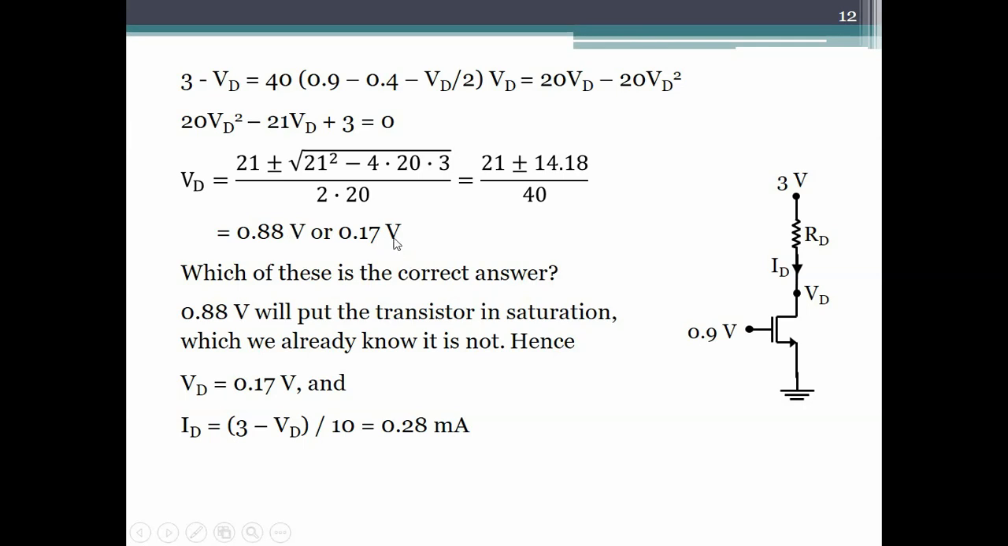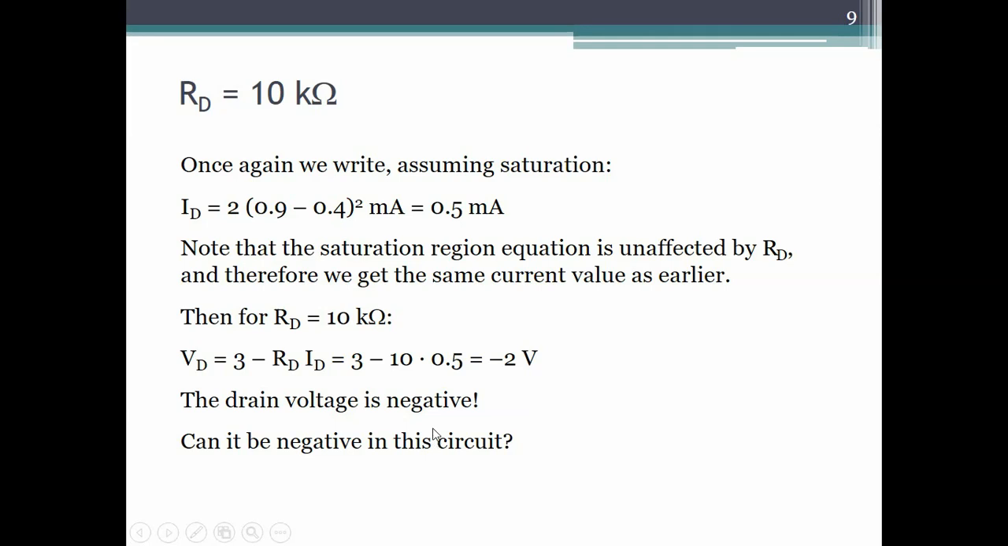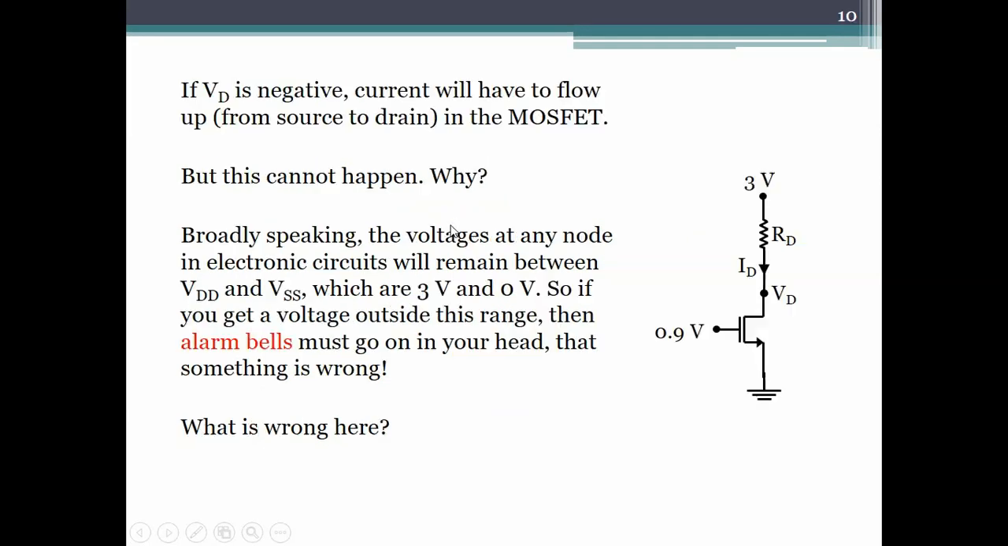Therefore, 0.17 is the right answer. 0.717, of course, put the transistor in triode. So we say the correct answer is VD is 0.17 volts, and corresponding to it, the current turns out to be 0.28 milliamps. Now, how much was the current earlier? Let us see. In saturation, the current was 0.5 milliamps.